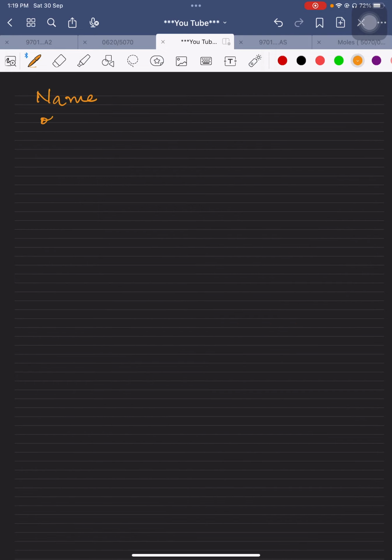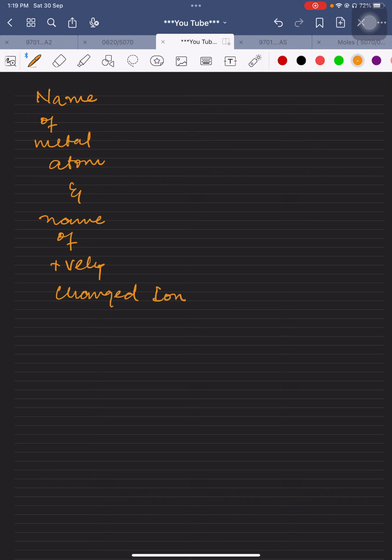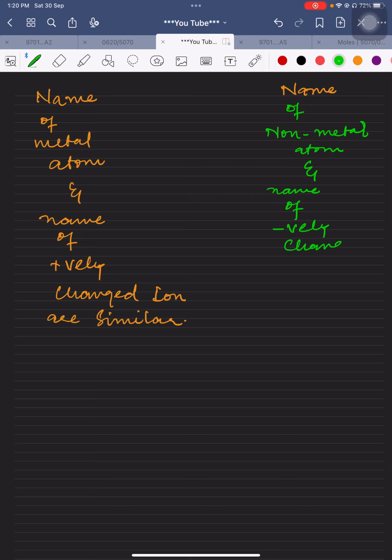One more thing which I will tell you on the next page is that the name of a metal atom and the name of its positively charged ion are similar. Whereas the name of a non-metal atom and the name of its negatively charged ion are not similar. Okay, not similar? Yes.